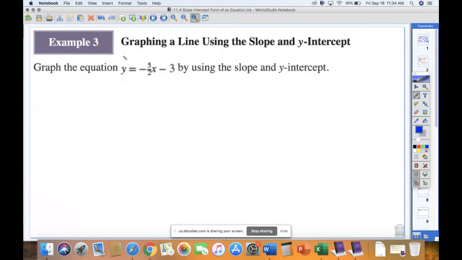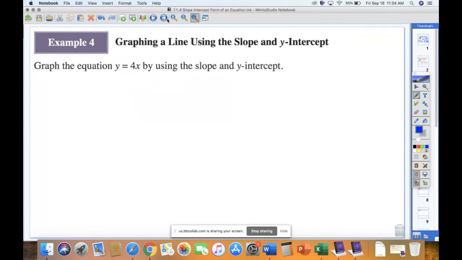Let's look at, oh, we already graphed this. This is the same equation as we just did, y equals -5/2x -3. All right, we're almost done. It asks, graph the equation y equals 4x by using the slope and y-intercept.